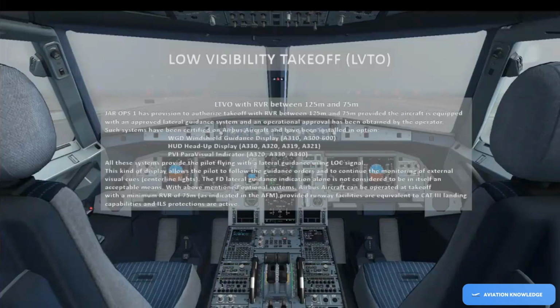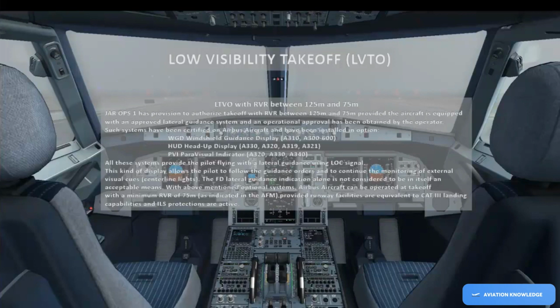Such systems have been certified on Airbus aircraft and have been installed as options: WGD windshield guidance display, HUD head-up display, PVI visual indicator. All these systems provide the pilot flying with lateral guidance using a localizer signal. This kind of display allows the pilot to follow the guidance orders and to continue the monitoring of external visual cues, centerline lights. The FD lateral guidance indication alone is not considered to be in itself an acceptable means.